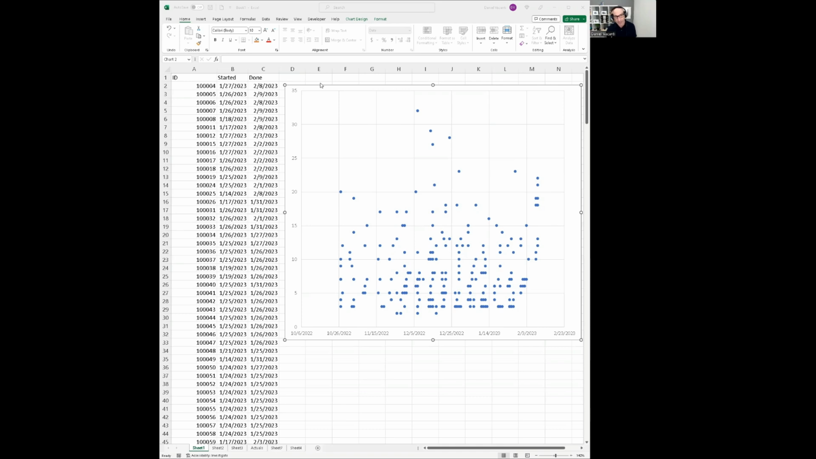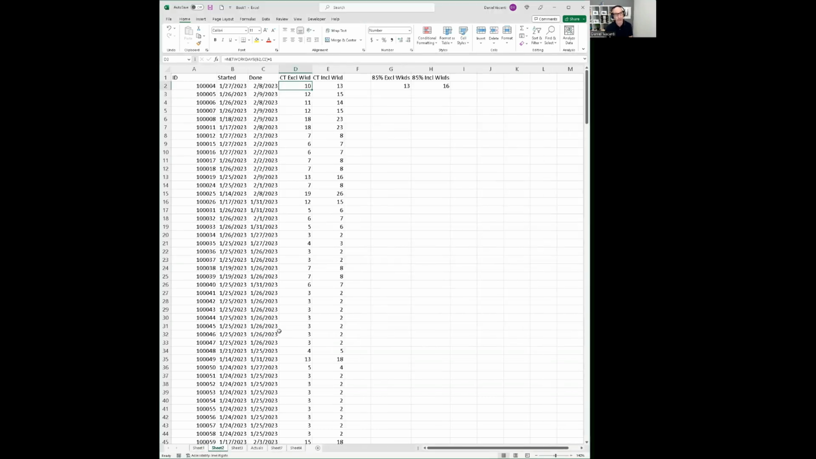Now that we have all of this example data, the next thing I want to show you is two calculations. One: for each of these items, what would our cycle time look like if we excluded weekends in that calculation? For this first item, we have one that started on January 27th. Forgive the American dates, by the way; these are all going to be American dates. It finished on February 8th.